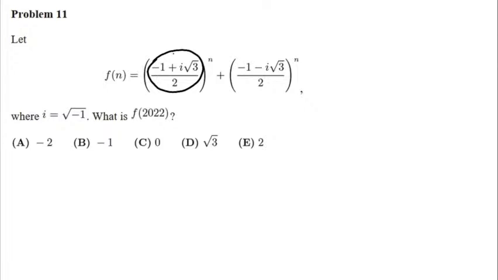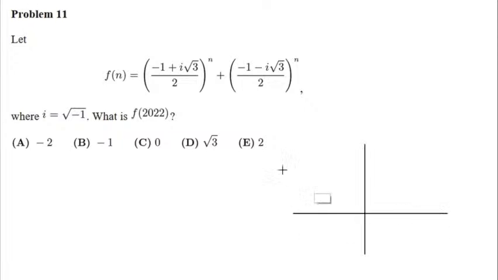Let's consider this number first. If you want to solve it easily, also in AMC 12A I solved similar problems, you should consider polar form. Let's call this part equal to x, and the whole part here equal to y. It is x to the n plus y to the n.